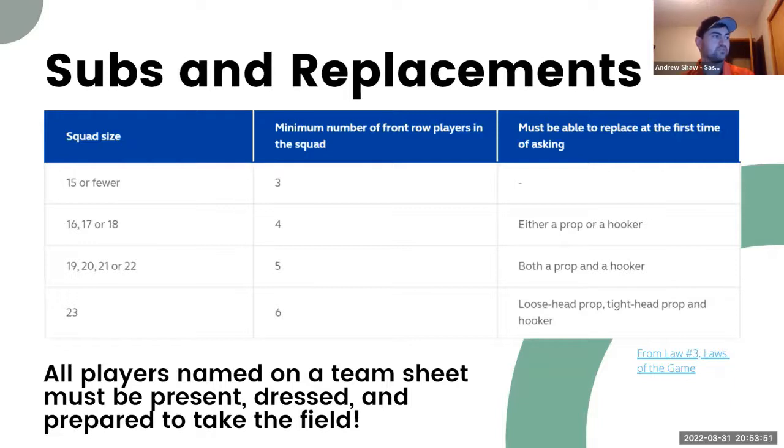because if they're named on the team sheet as a front replacement, they need to be prepared to go into that position if required. Otherwise, we're talking about applying Law 3, and we're talking about further sanctions from the Rules of Competition Committee.